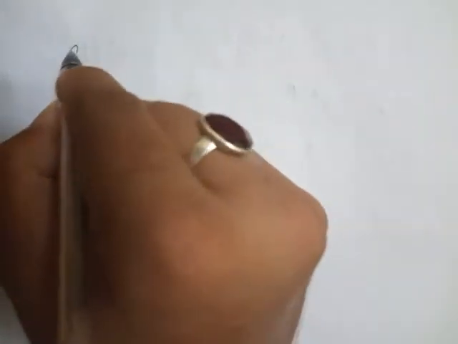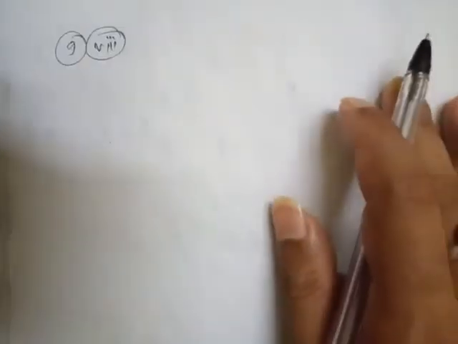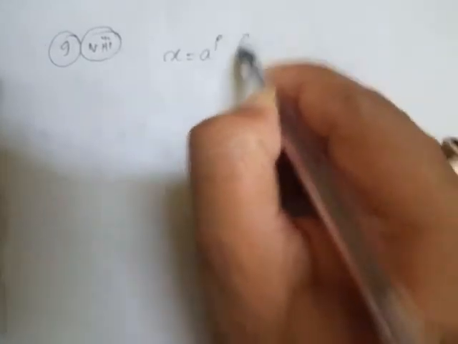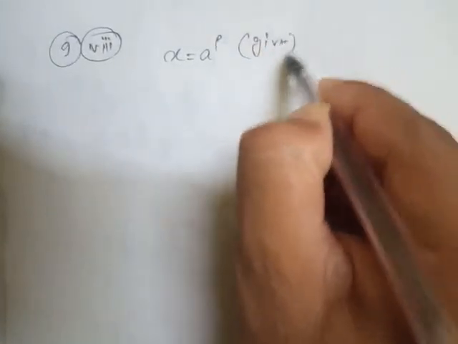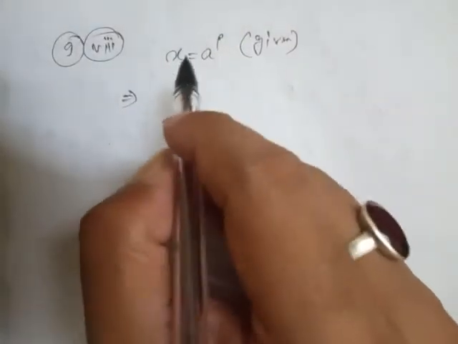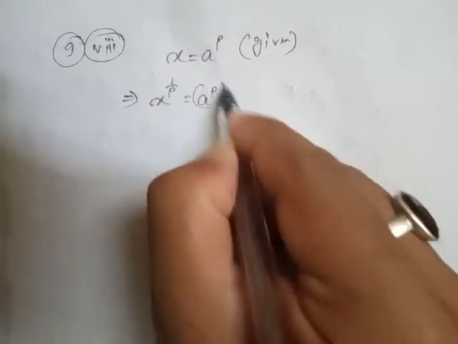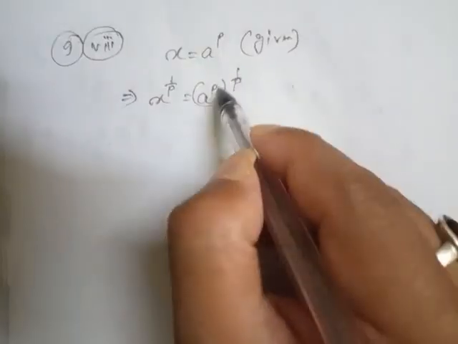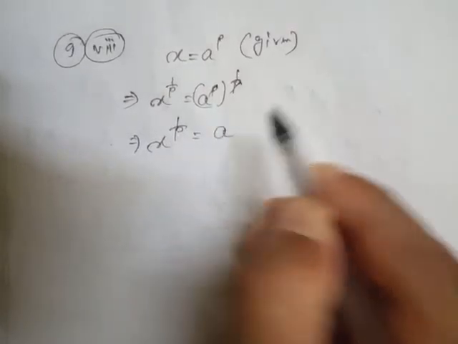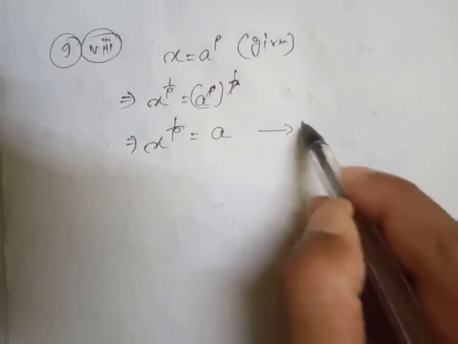Student, now write down that 9 Roman 8 here, that x equal to a to the power p, it is given. Now look, if I go for multiplying both the powers with x to the power 1 by p and a to the power p 1 by p, then p and p cancel, x to the power 1 by p equal to a. This is our equation number 1.